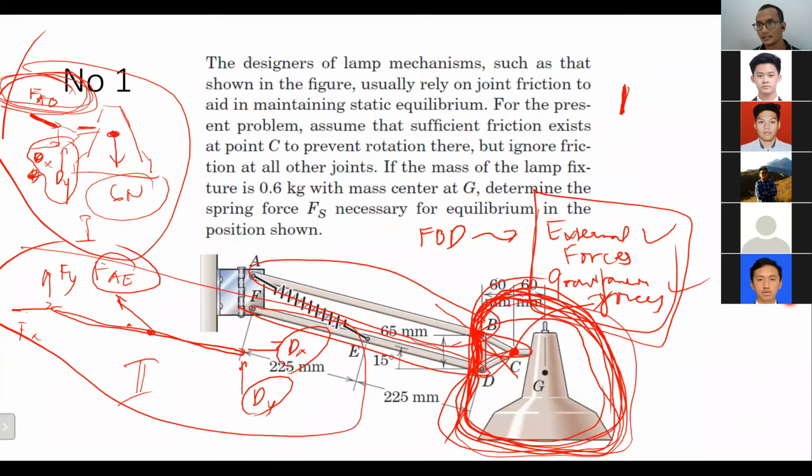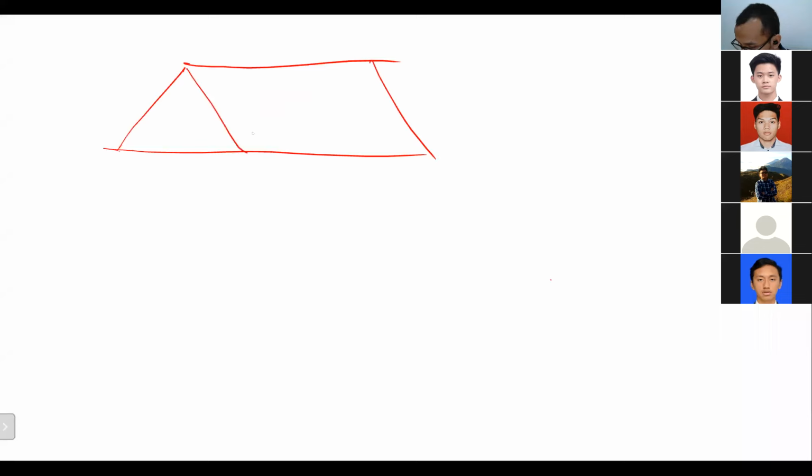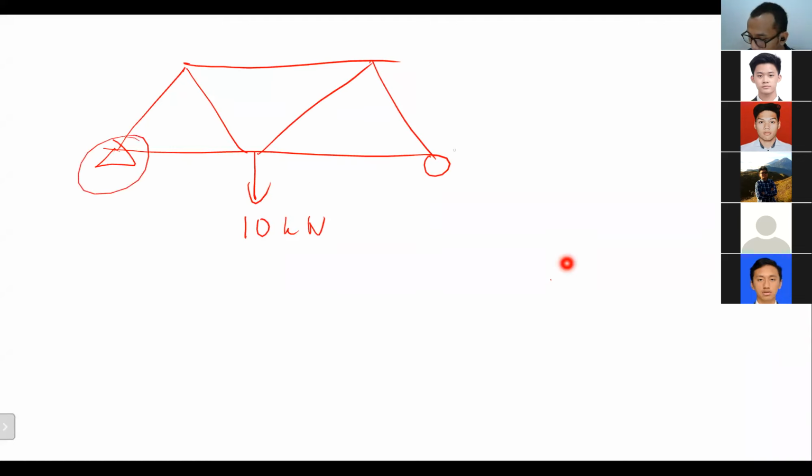Do you get it? Yes, you get the concept. It's the same as this: if you have a truss system like this, with a force of 10 kilonewton in the middle, and the question is to find the reaction forces at A and at B, what free body diagram am I supposed to show? The whole one. Yes, the whole free body diagram.